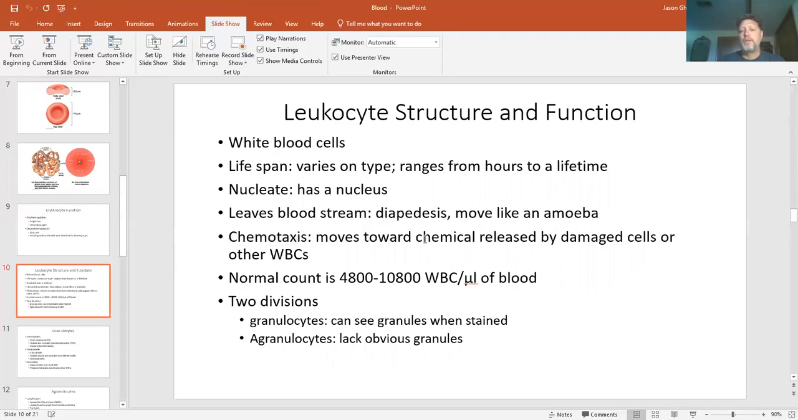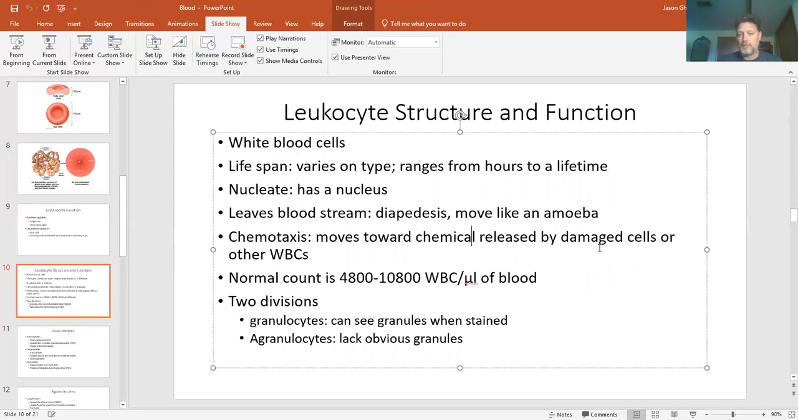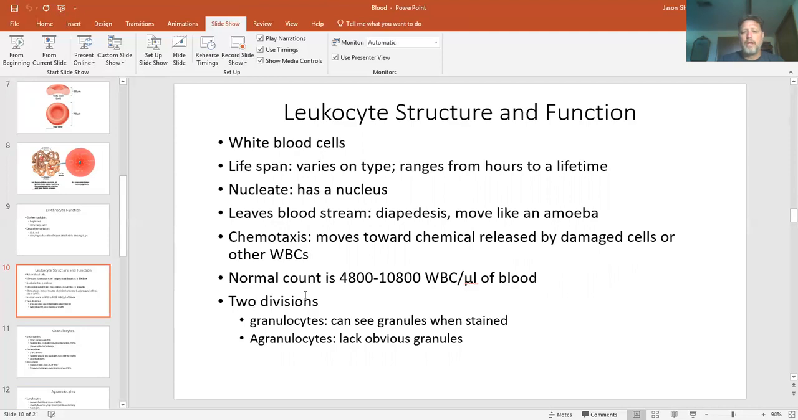They usually go towards these chemicals, so it's a positive chemotaxis, that are released from cells that have been damaged, or other white blood cells release this chemical to attract more to them. Your normal count for these is roughly 5,000 to 11,000 white blood cells per microliter. Don't worry about the units, just know the numbers kind of. If you have a count higher than 11,000, you've probably got some kind of infection. If you've got less than 5,000, you've probably got some kind of problem where you're not producing enough, right? So that's a reference range, and that's kind of a large range, but that's what the average is for everybody.